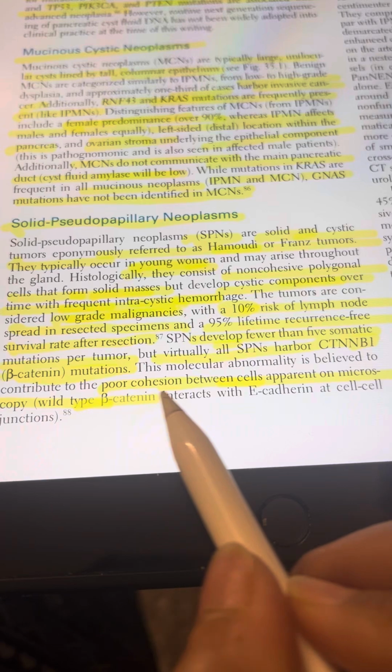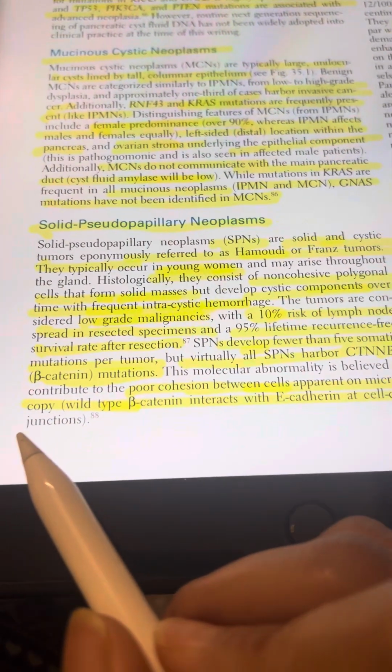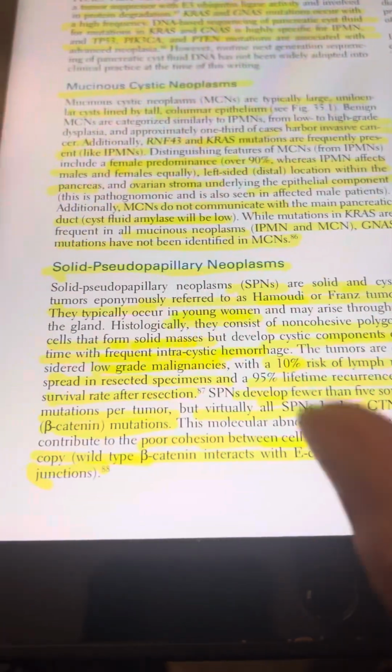While wild-type beta-catenin interacts with the E-cadherin cell-to-cell junction.